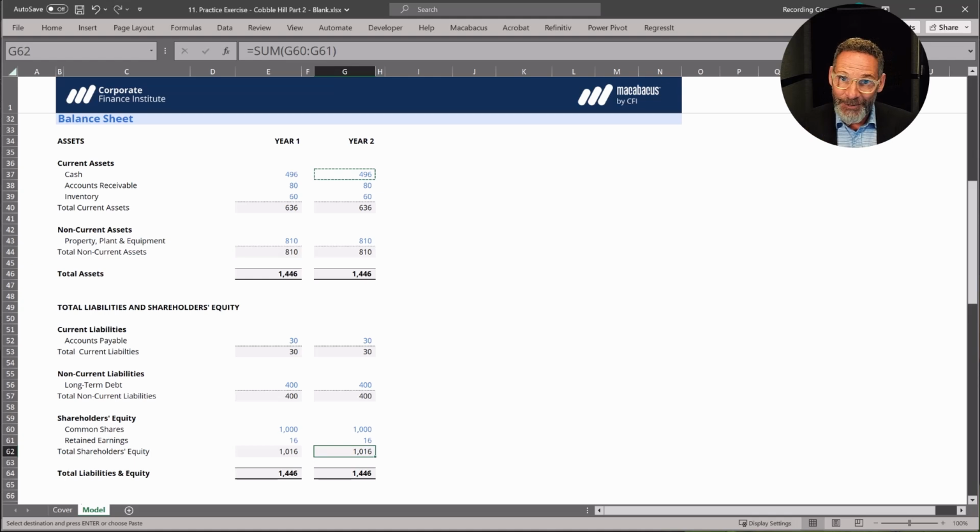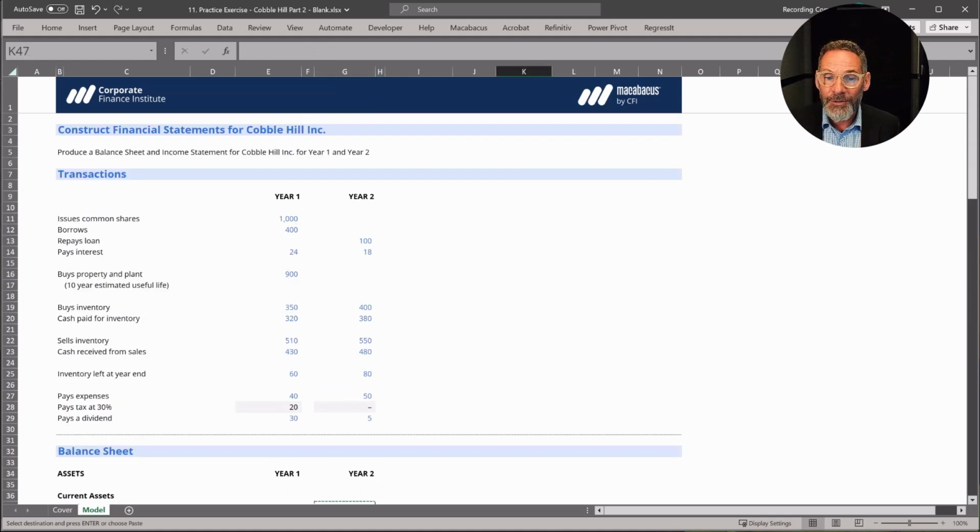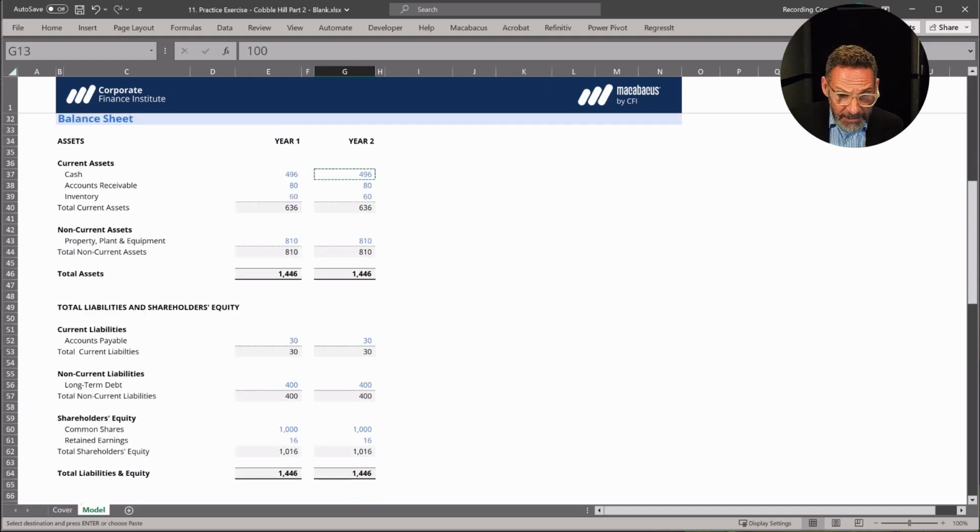Now we can start recording transactions. So let's actually work through those. The key question to ask always, is the transaction going to hit the balance sheet or the income statement or both? So here we have a loan being repaid. That means our cash is going down and the loan's going down. So that won't hit the income statement. So let's actually capture that. Minus 100 of cash, and the loan goes down by 100.